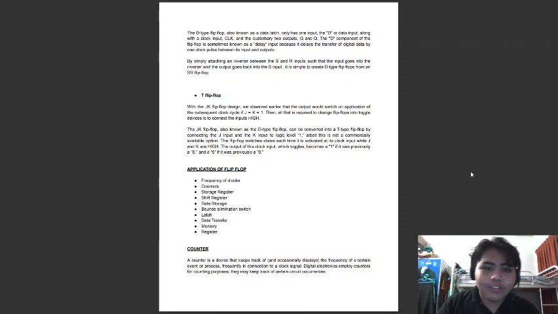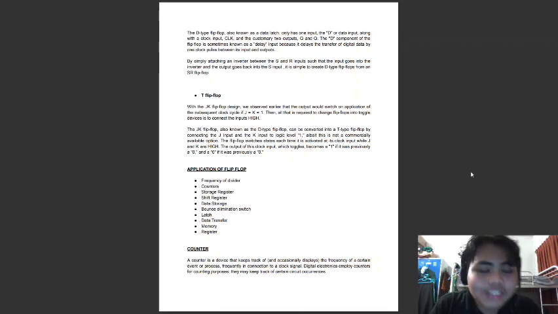The D component of the flip-flop is sometimes known as a delay input because it delays the transfer of digital data by one clock pulse between its input and outputs. By simply attaching an inverter between the S and R inputs, such that the input goes into the inverter and the output goes into the R input, it is simple to create D-type flip-flops from an SR flip-flop. So the D-type flip-flop is simpler than the SR flip-flop to create.